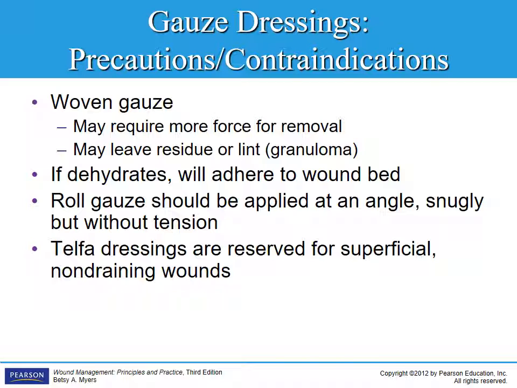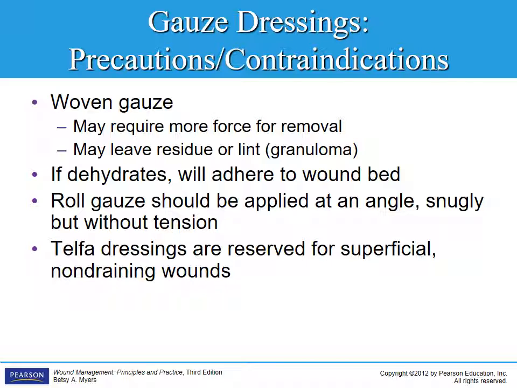Rolled gauze should be applied at an angle without tension, because you don't want to cut off circulation using a rolled gauze. And Telfa dressings are used for superficial non-draining wounds. Telfa is the one I mentioned earlier, and it's a non-adherent type of dressing, but it will not absorb anything. So if you've got a heavily draining wound, you can't use a Telfa dressing. But if you've got a nice moist wound bed that's not really draining a whole lot, you can put a Telfa dressing on there, and it won't pull off any of the immature cells on that wound bed.